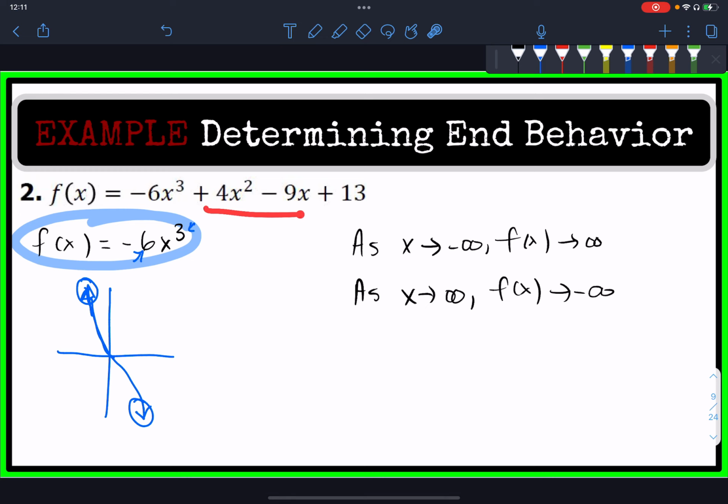Of course, and I know I sound like a broken record, but this extra part just simply makes the graph in between the two ends curve up and down several times. That's it. It doesn't look exactly like this, because obviously this is going to transform the power function, but the ends will be pointing in the same direction.